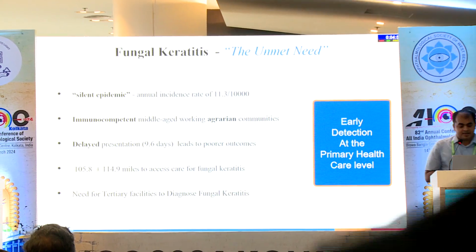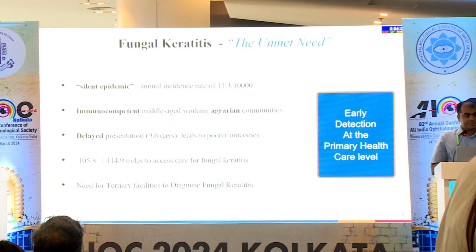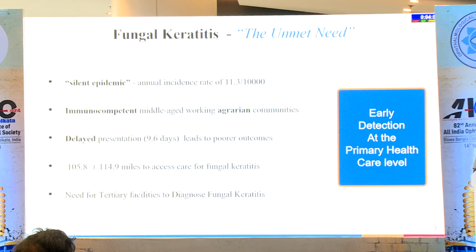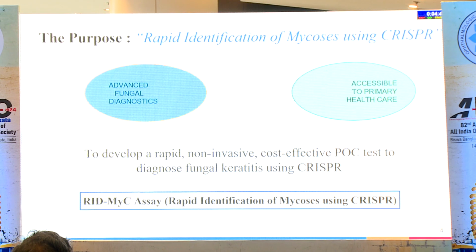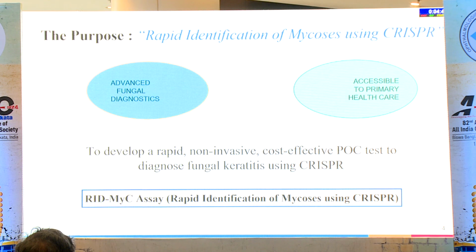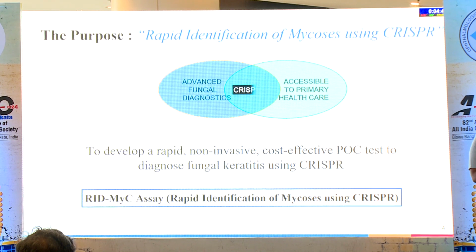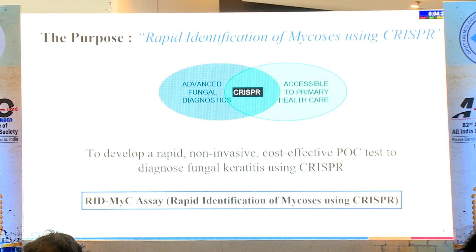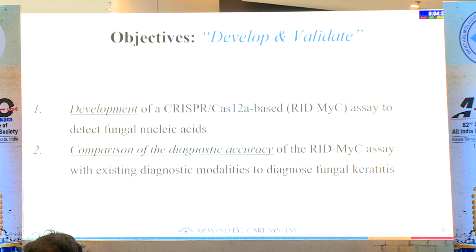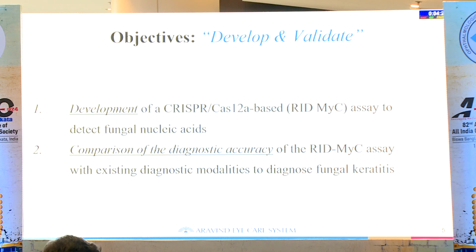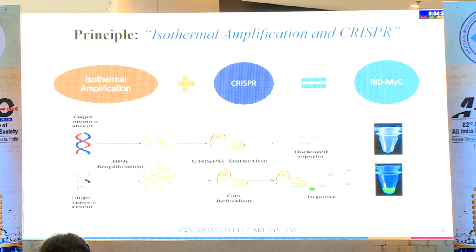The unmet need in fungal keratitis is to develop a diagnostic modality which can be applied at the primary healthcare level. So our aim was to overcome this diagnostic bottleneck by developing a rapid and cost-effective point-of-care test for fungal keratitis using CRISPR, which we have termed RIDMIC, which stands for Rapid Identification of Mycosis using CRISPR. Our two primary goals were first to develop the assay, and second to benchmark it against already existing diagnostic modalities.